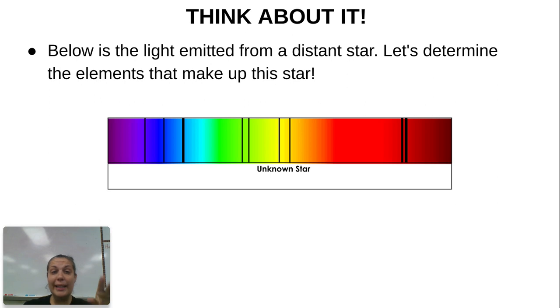This is not in your packet. It's just for us getting some practice using these emission lines, absorption lines, and exactly how we use them. So here I have an unknown star, and our job is to figure out what elements make up the star.